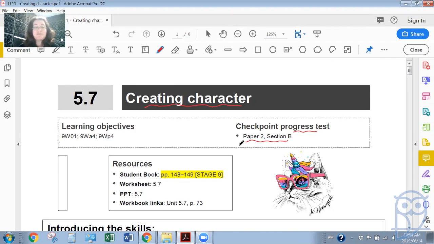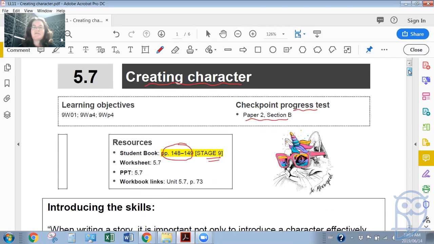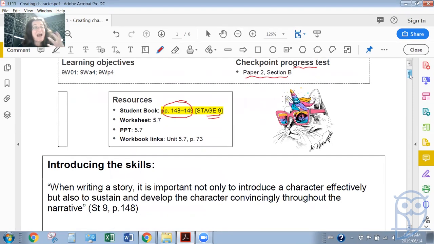And if you want to follow today's lesson, you can just look at the extracts in your student book on pages 148 to 149. That's your stage 9 student book. Okay. And I'm talking about the creation of character, so that you get a better understanding of how writers go about doing that through the words that they use and the ideas that they present to the reader. That is how they create character, even if it's in very subtle ways that may not seem obvious at first.